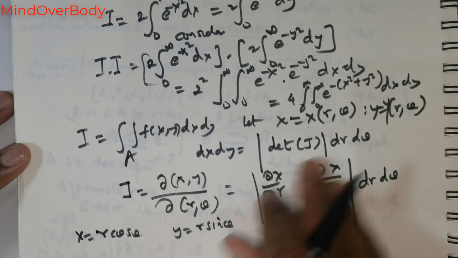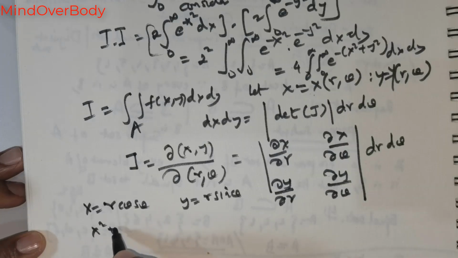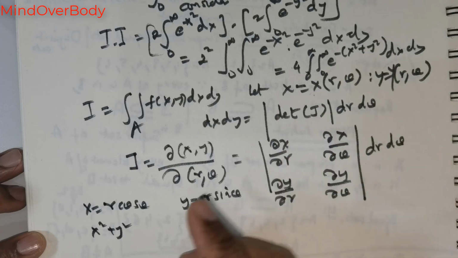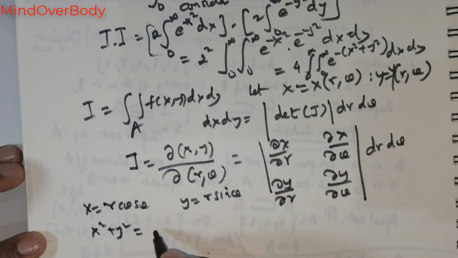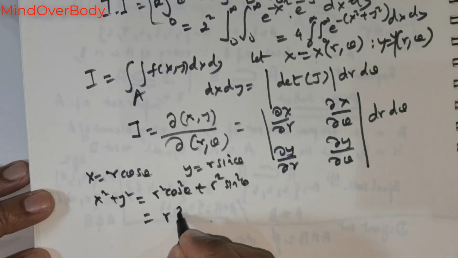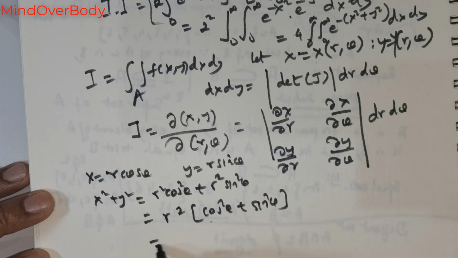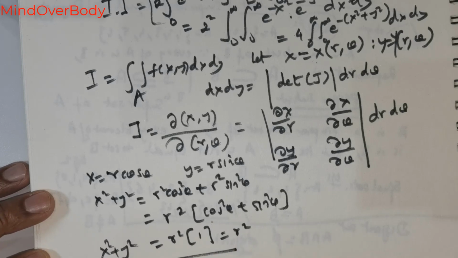So using the Jacobian technique, you are going to convert everything into polar form. Foremost, let us find what x squared plus y squared is, because we need to substitute that. So this is nothing but x squared is r squared cos squared theta, y squared is r squared sin squared theta. This is r squared of cos squared theta plus sin squared theta, which is equal to r squared of 1, which is equal to r squared. So this is my x squared plus y squared. So this is done.